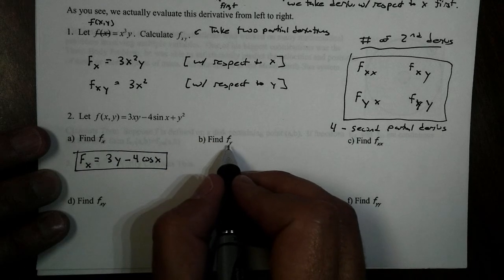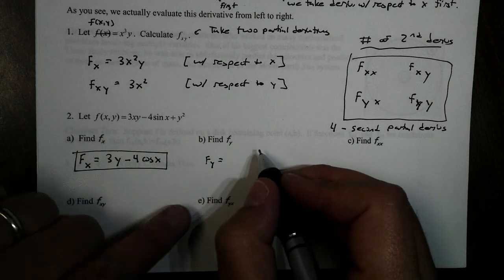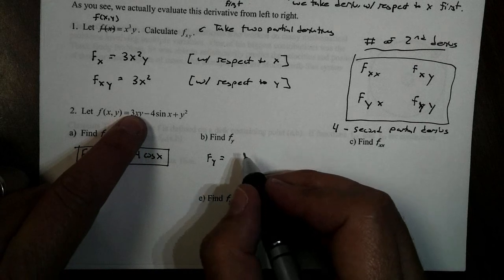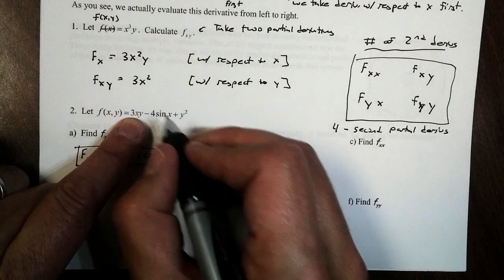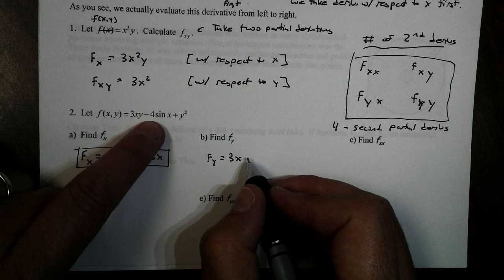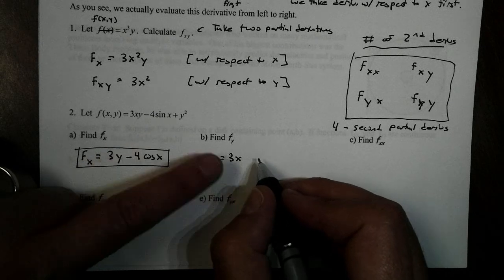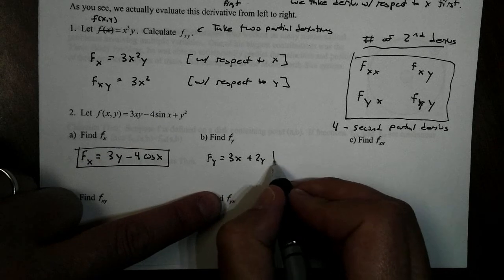If we want to take the derivative with respect to y, now x is my constant, my power rule, there's a 1 there, so I drop it down. I'm left with 3x, the y disappears. The 4 sine of x just becomes 0 because this is now a constant for us, and that becomes plus 2y, right there.